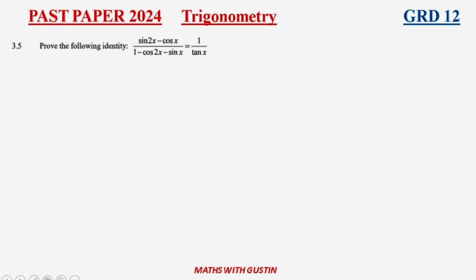Another one, another identity from a past paper, 2024. Let's look at this one. It's 3.5. It says here: (sin 2x minus cos x) over (1 minus cos 2x minus sin x) should be equal to 1 over tan x. Very, very interesting one, this one.